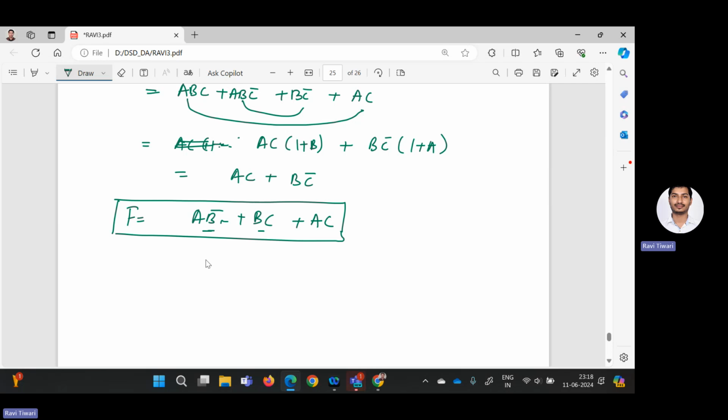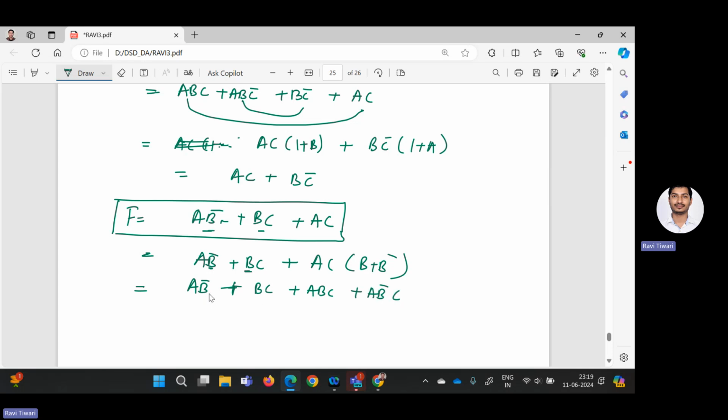If B is complemented, that means A B bar plus B C plus A C. With the A C, you have to include B plus B bar because this is already a complemented. So on the third term, you need to include the B plus B bar. Now you open it. This is A B bar plus A B C plus A B bar C.